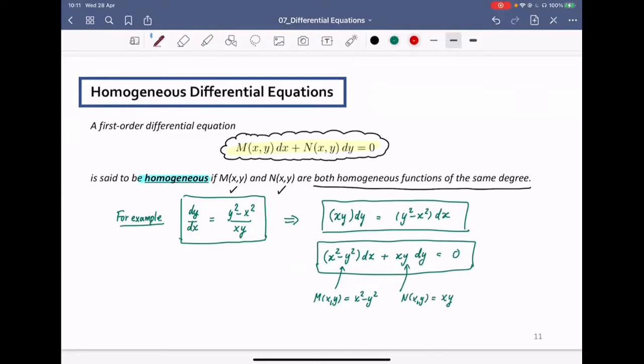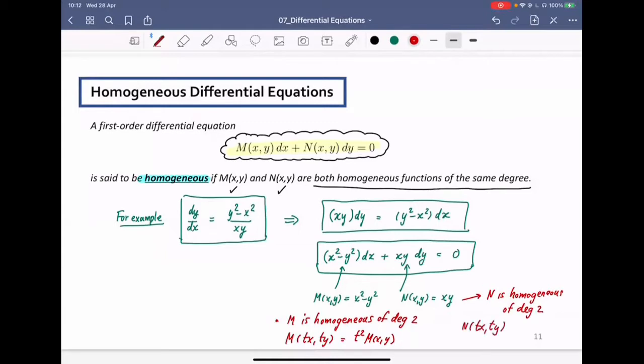Well, if you check, this is homogeneous of degree 2. This is because M(tx, ty) is equal to t square M(x,y). M is homogeneous of degree 2. The same thing with N. If you do this, you're going to have N is also homogeneous of degree 2, right? This is because when you compute N(tx, ty), you're going to get t squared times N(x,y), which is the definition of homogeneous of degree 2.